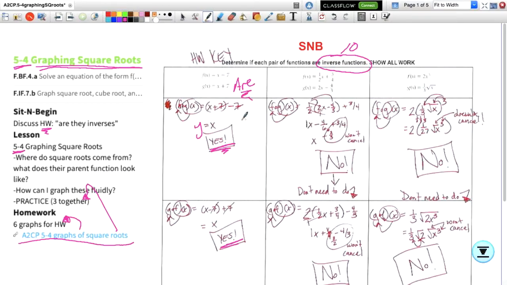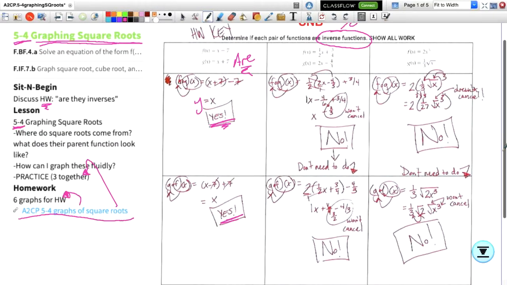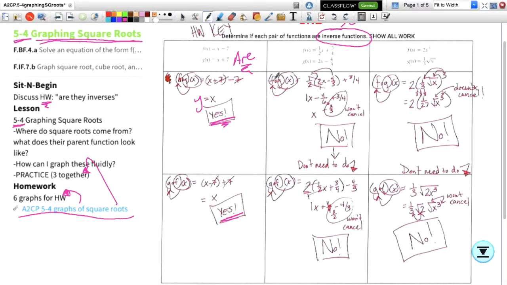Okay? Next couple ones are no's. Now, once you check one composition and it's not going to cancel out perfectly to just be an x, then you do not have to do the second one, okay? But I included both just in case if you checked this one first or if you checked this one first, you can kind of take a look at both of the processes for each. So first thing I did was f of g of x.